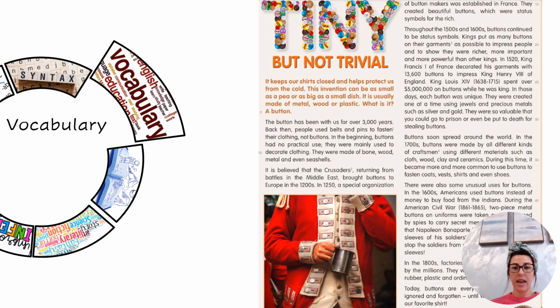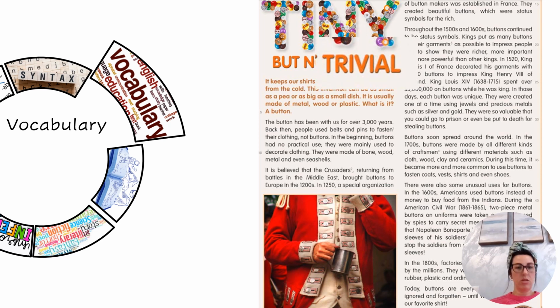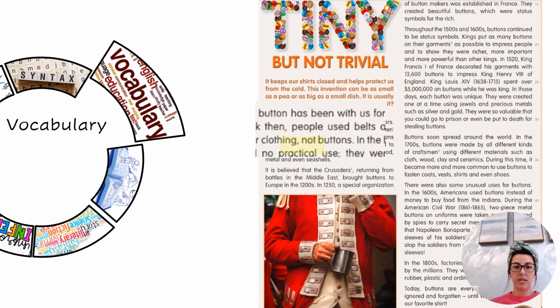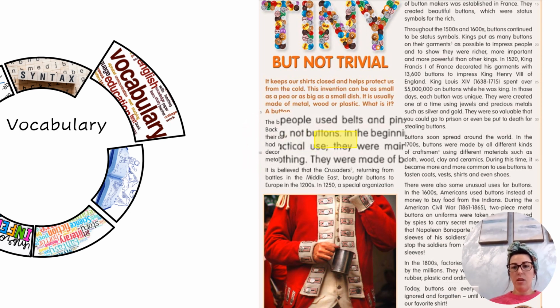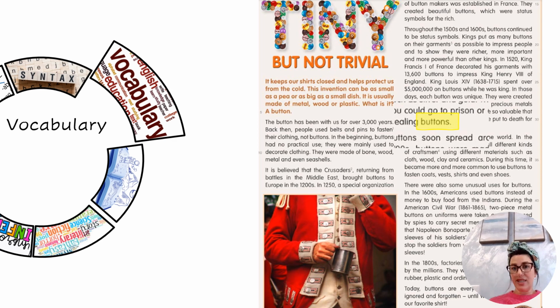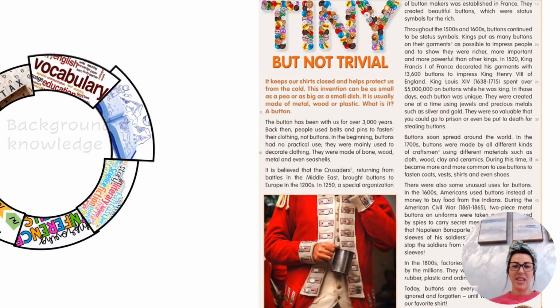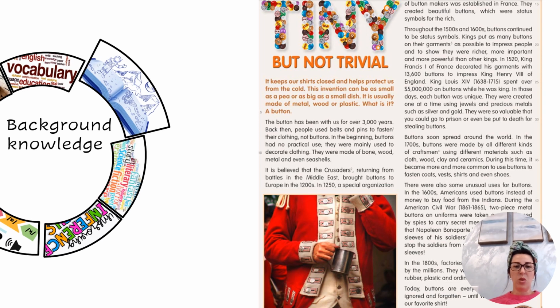So for example, in my text, the reader should know the meaning of the word trivial in order to understand the text, practical, buttons, of course, which is what the text is all about. Understanding the meanings will, of course, help him to understand the text better.